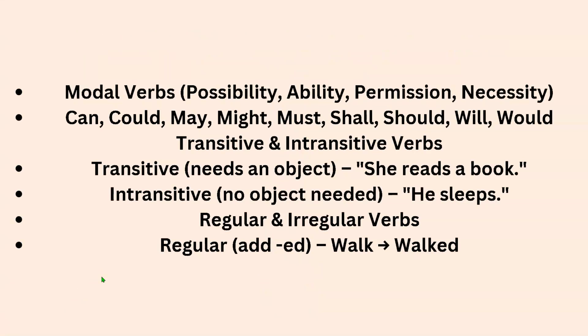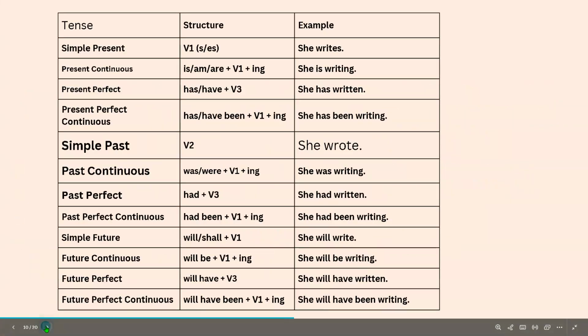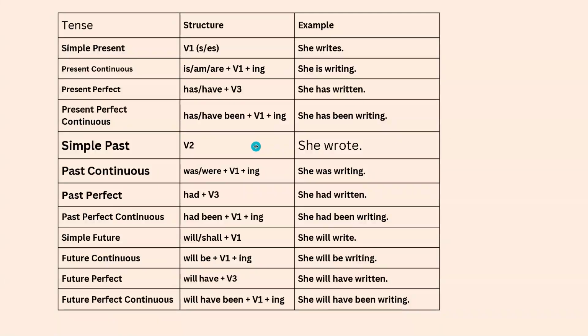Like that, we make sentences. Then modal verbs. In modal verbs, possibility, ability, permission, necessity, I have already explained to you. Okay. Next, let us see the verb structure, how it will be. Now you see, simple present verb will be in the first form.